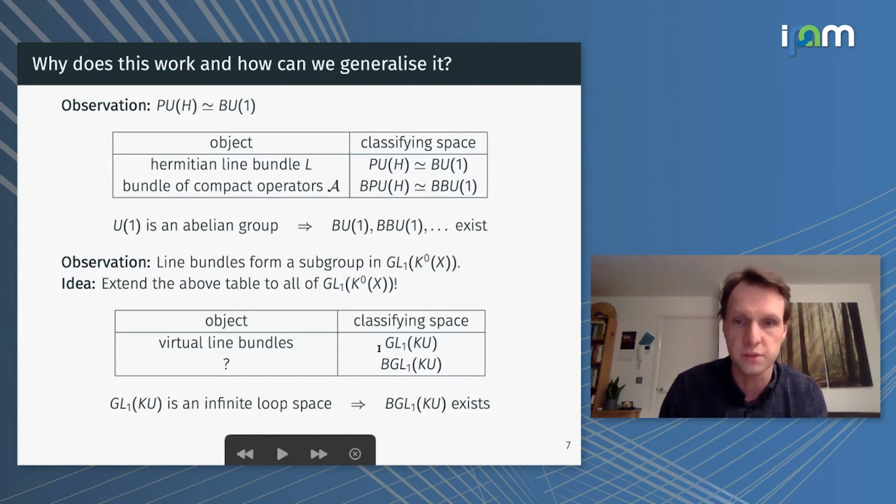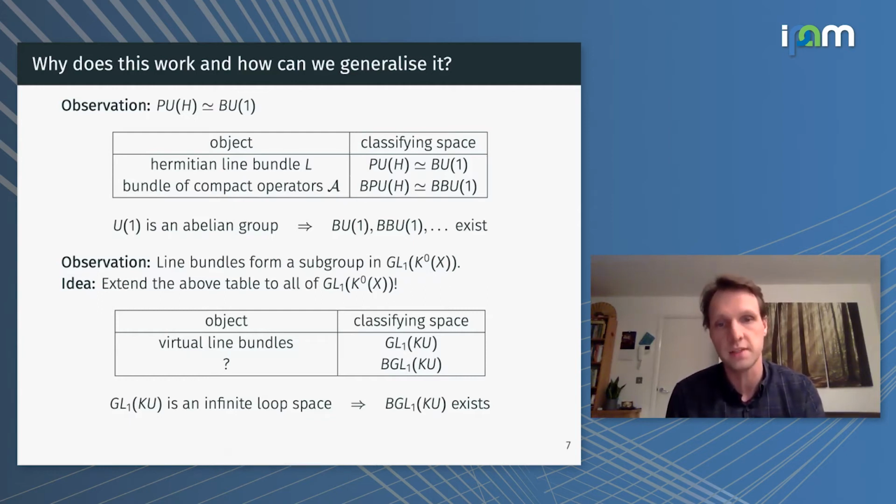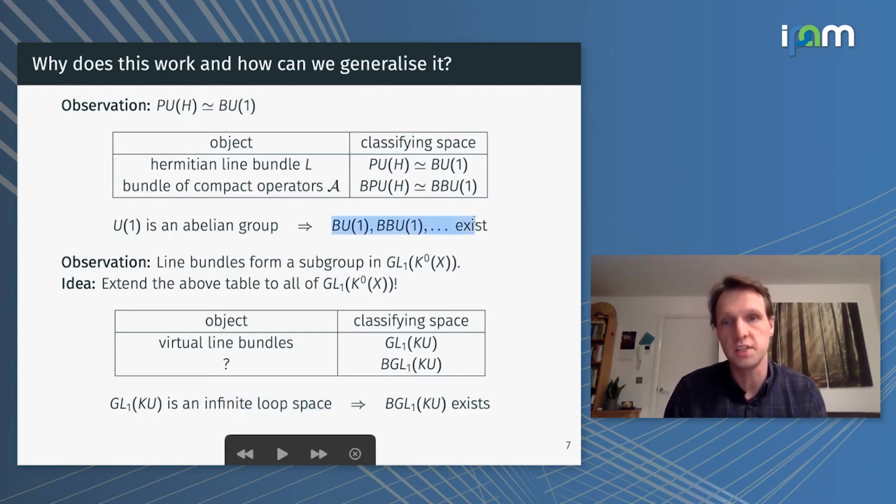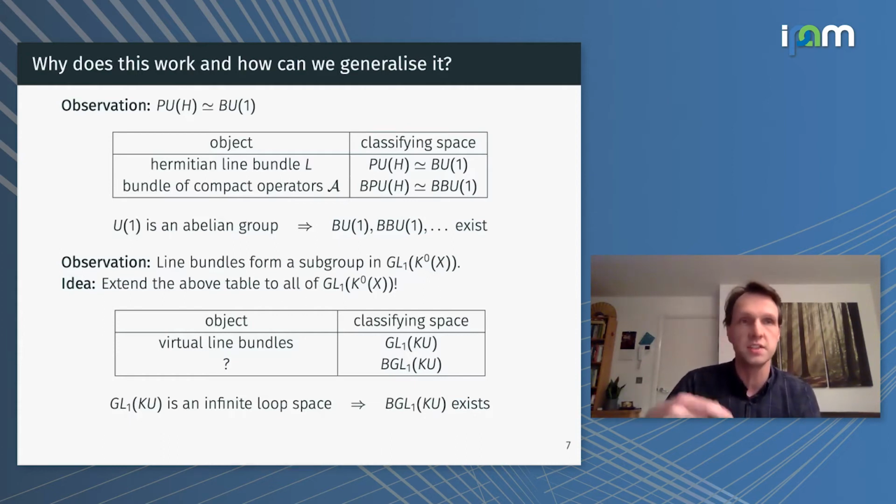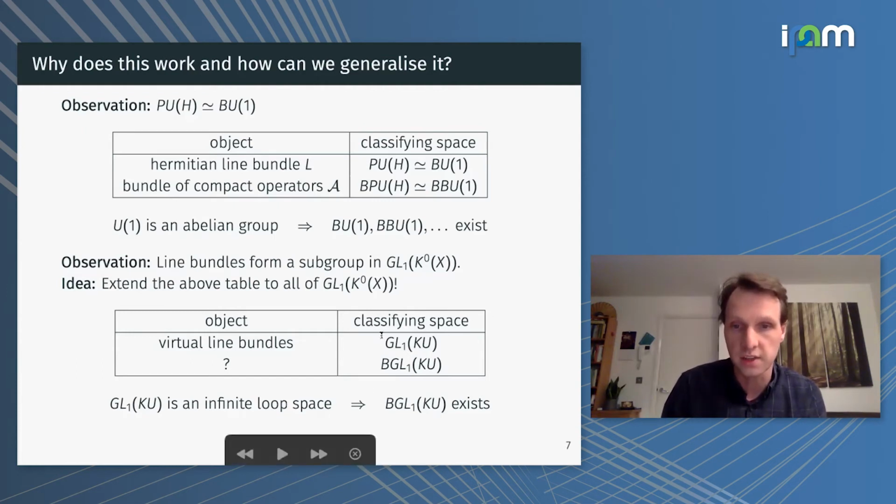And since it's a commutative ring spectrum, this space here is not an abelian group like here, but it's the next best thing in stable homotopy theory. It's what's called an infinite loop space. And for these infinite loop spaces, this procedure here still works. So you can still deloop your space infinitely many times. You can still take classifying spaces infinitely many times. So you can take the classifying space, in particular of this space here once, and you get BGL1 of KU.